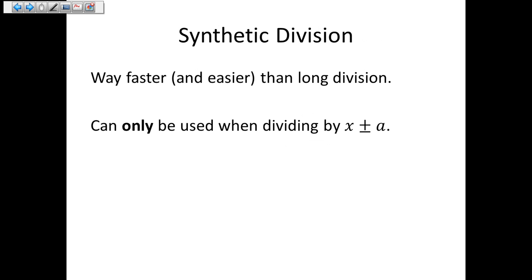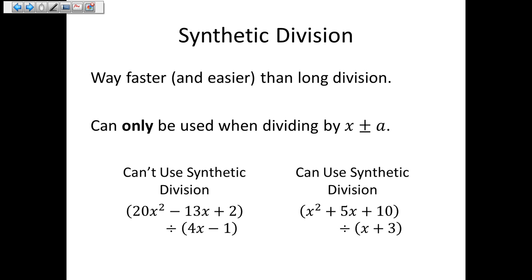Now let's talk a little bit about a slightly different process called synthetic division. It's much easier than long division, but it's very, very limited. We can only use synthetic division when we are dividing by a binomial that is just x plus or minus some number. If it's any more complicated than x plus or minus a number, then we cannot use synthetic division.